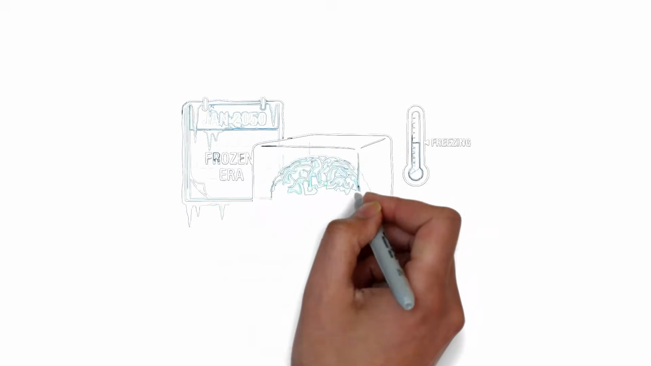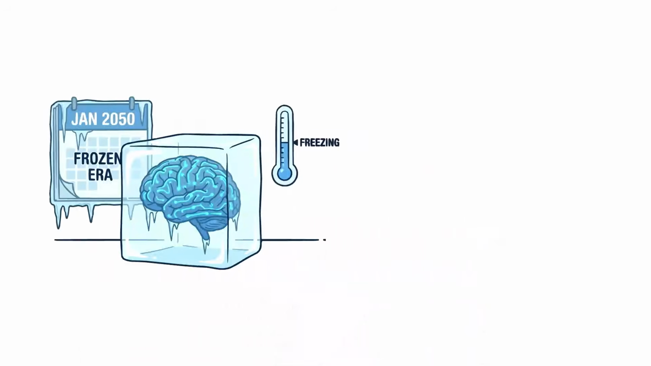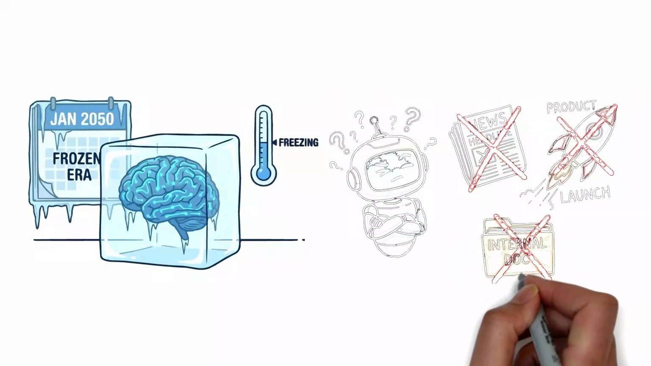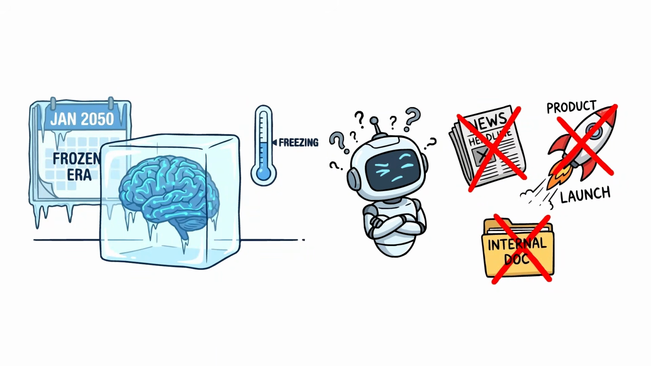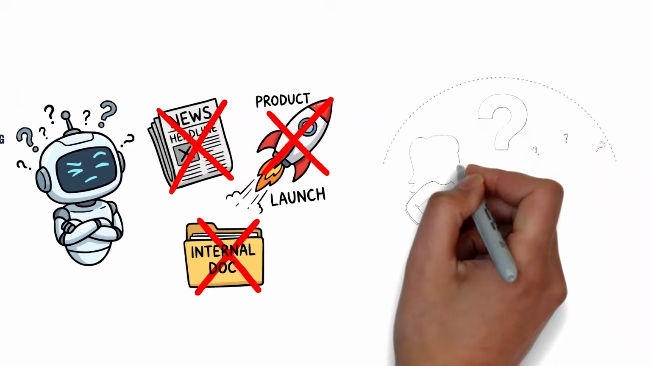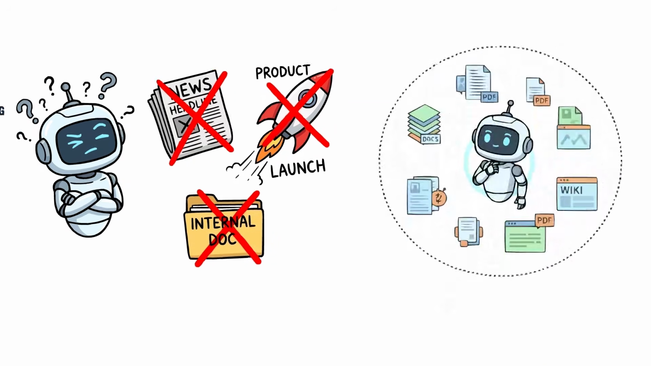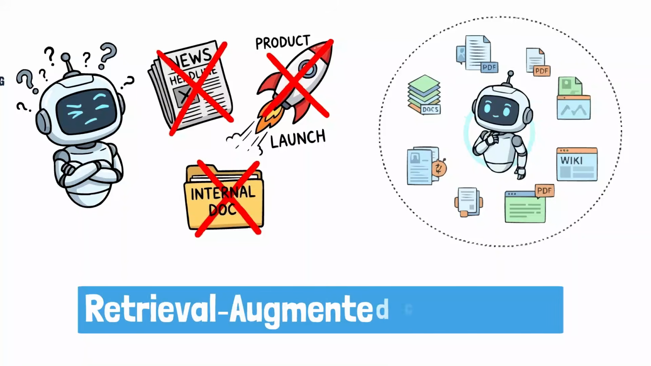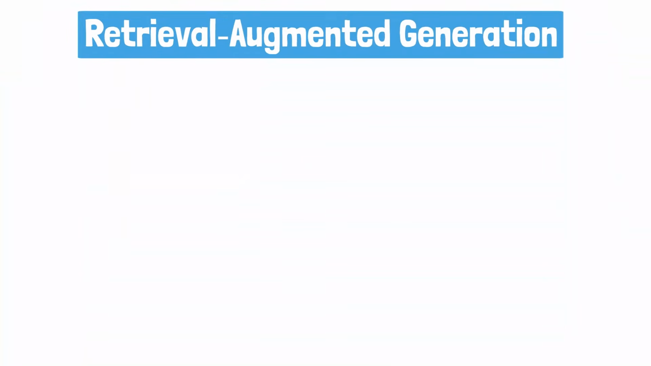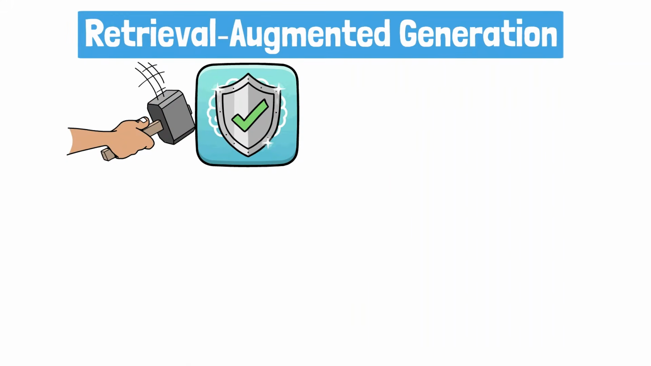An LLM's knowledge is frozen in time. It doesn't know about your company's new product launch, your internal documentation, or what happened in the news this morning. So how do you make your AI relevant and trustworthy? You give it a library. Today, we're explaining Retrieval-Augmented Generation, or RAG, the single most important technique for building modern, factual AI applications.